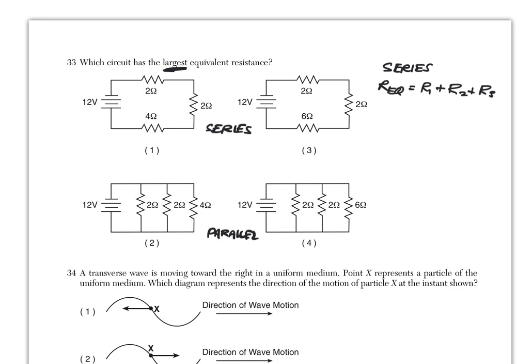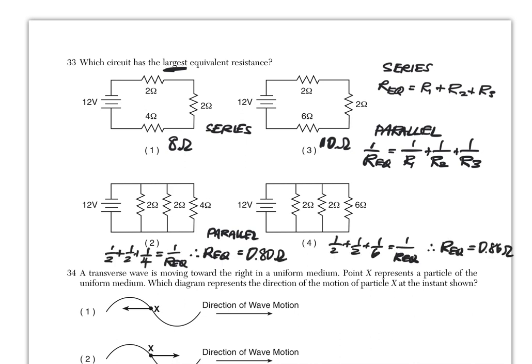So let's see what we get. Series is going to be easy. We simply add them up, and for choice 1, 2, 2, and 4 makes 8 ohms altogether. And then for number 3, we have 2, 2, and 6. That makes 10 ohms altogether. That's the winner so far. And then for parallel, I have 1 over 2 and 1 over 2 and 1 over 4. So there we have it. Yeah, I figured there would be. The parallel circuits have lower resistance than the series. They usually do. So the largest equivalent resistance would be this series circuit here, choice 3.